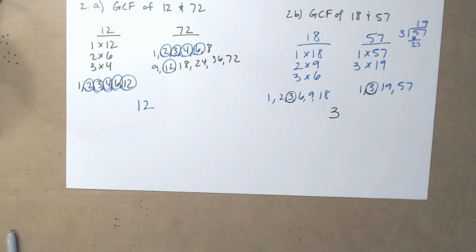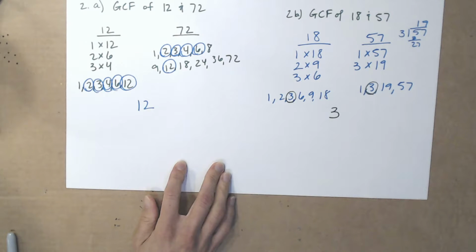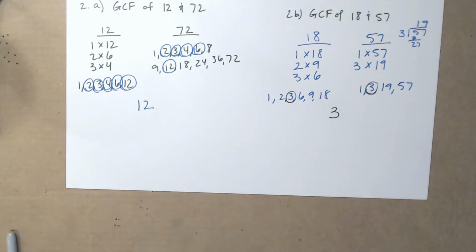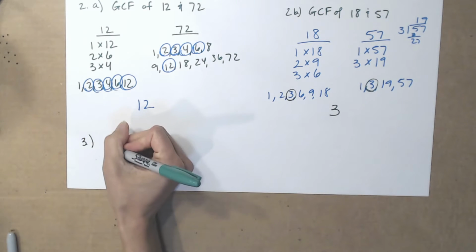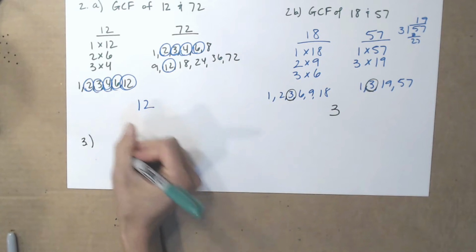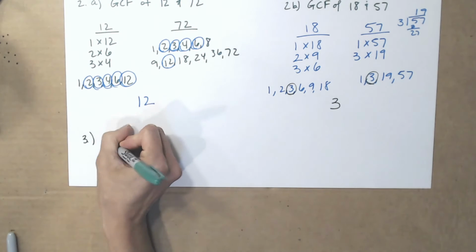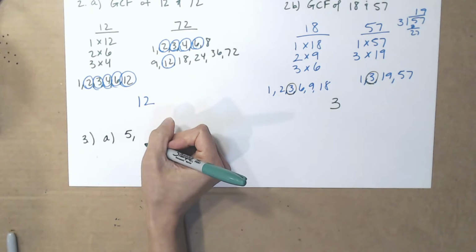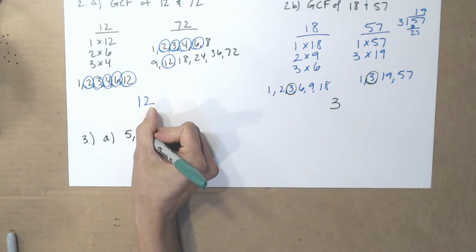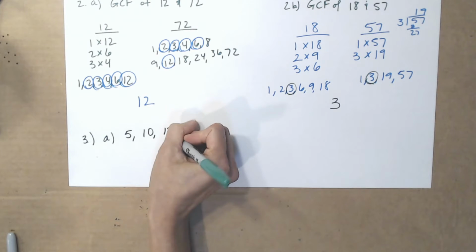Okay, I'm not going to go through C, but the answer is 12 for C. Now let's move on to number 3, which says, list the first 4 multiples of each number. So the first one, 3A, we are starting with 5. So multiples of 5. So we count by 5s. 5, 10, 15, and 20.